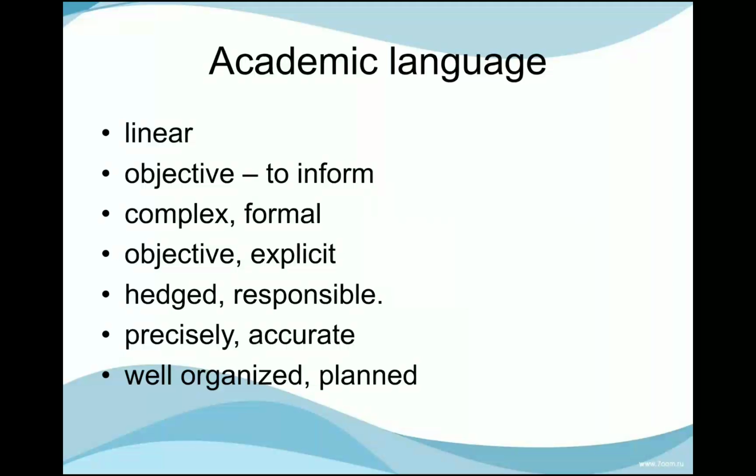Its objective is to inform rather than entertain, and it is in the standard written form of the language. There are 10 main features of academic writing that are often discussed. Academic writing is to some extent complex, formal, objective, explicit, hedged, and responsible. It uses language precisely and accurately. It's also well organized and planned.